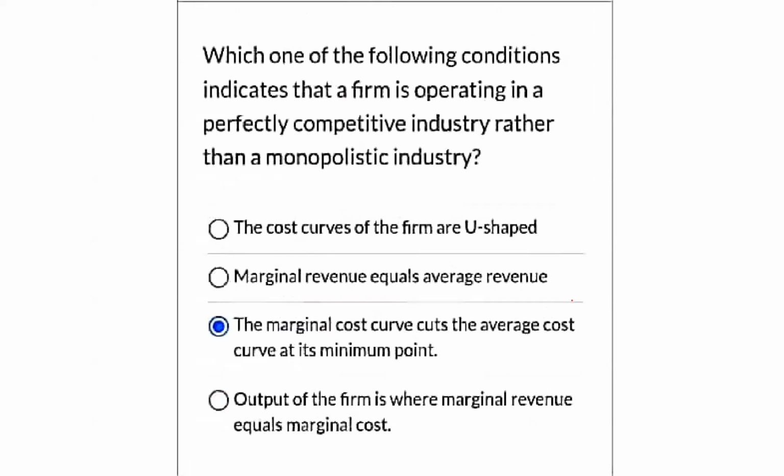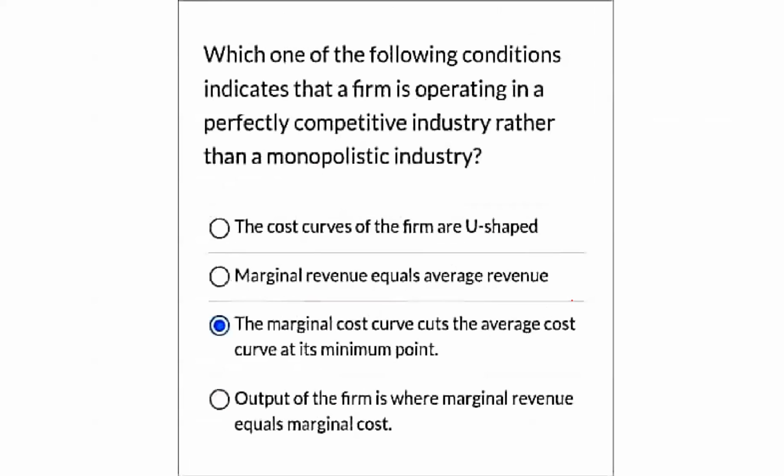Which one of the following conditions indicates that a firm is operating in a perfectly competitive industry rather than a monopolistic one? The cost curves are U-shaped. The cost curves are U-shaped in perfect competition? No, the demand curve is horizontal. Okay. The marginal revenue equals the average revenue.